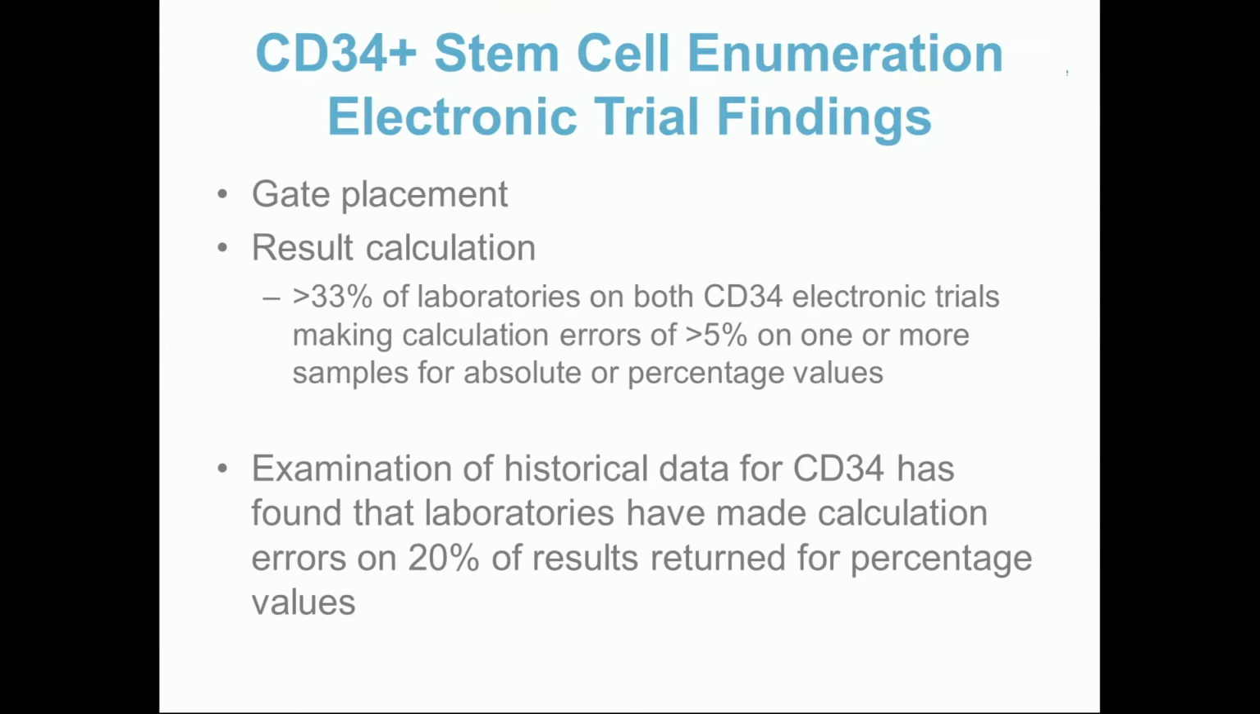So what did this tell us? Well, we think we've got issues with gate placement. We think we've got issues with results calculation. As I say, 33% of laboratories making calculation errors of greater than 5% on one or more of the samples. This did concern us, and we wondered if this had actually been ongoing for a long time. So we had a quick look in our database at the percentage CD34s. We can't check for absolutes because we don't always capture your bead count and your bead batch numbers. So we could only check the percentage values.